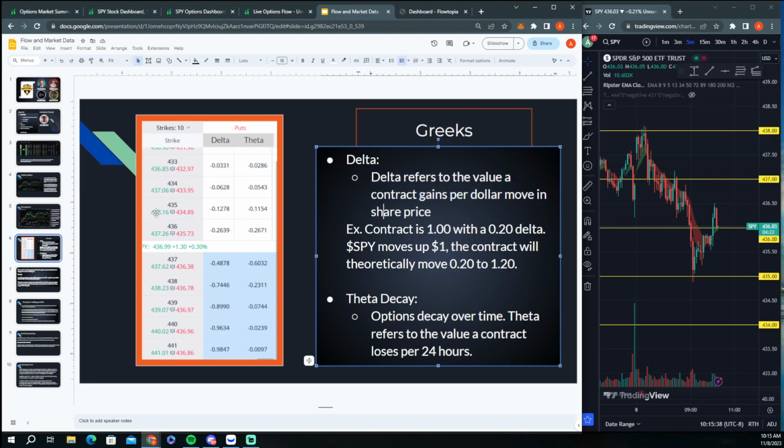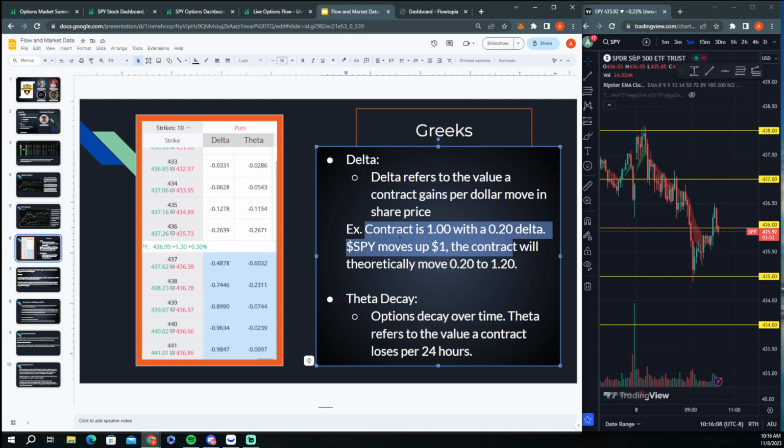So you can see on this option chain here, you can see the 436. I'm guessing this is SPY. You can see that it has a delta of 0.2639. So if SPY moves up a dollar from where it's at right now, it's at 437. If it moves up a dollar and you buy this contract and it moves from 437 to 438, this contract will increase theoretically by $26 per contract. And that's what the delta shows you.